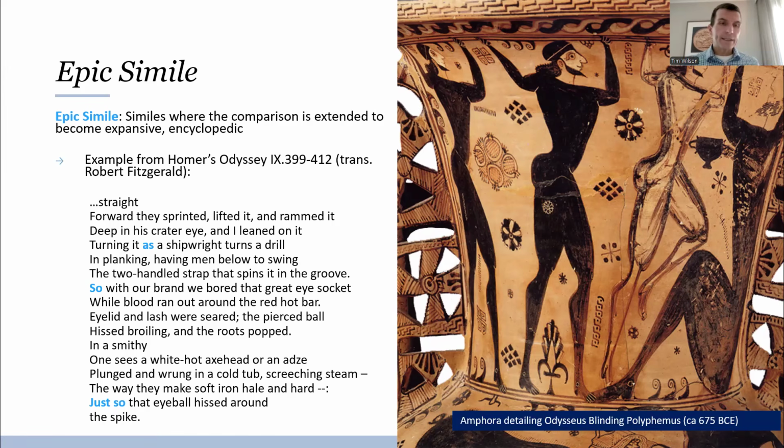And then we have the second simile, in a smithy. So a blacksmith takes a white hot axe head and plunges it into a cold tub, and the water hisses. Just so that eyeball hissed around the spike.